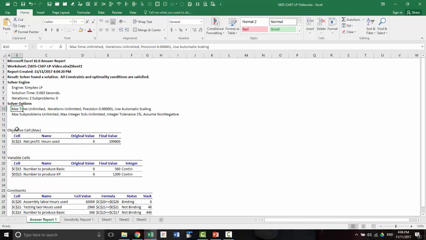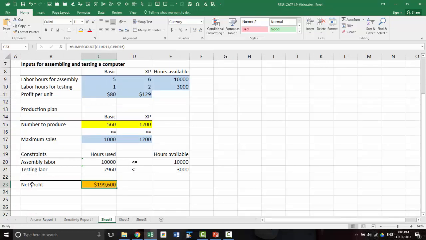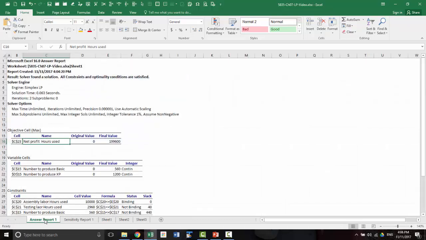So here is the objective function. The objective cell is C23 and that is supposed to be maximized. So that's net profit hours used. That comes from net profit, and it takes this label and applies it to net profit. That's why you get this funny name, net profit hours used. The original value was 0 and the final value is 199,600. So that's good.